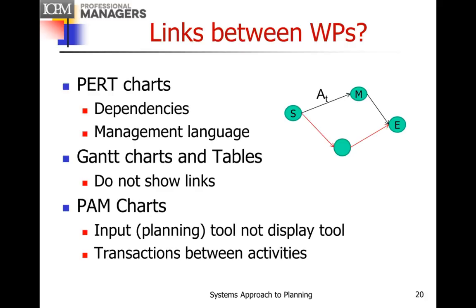If you want to look at the links between the work packages, we show the links in different ways in different charts. PERT charts show the dependencies in management chart language. Gantt charts and tables don't show links. They just show the schedule and whatever else the table is being used for. A PAM chart is an input or a planning tool. It's not a display tool. So you don't show that in management summaries.